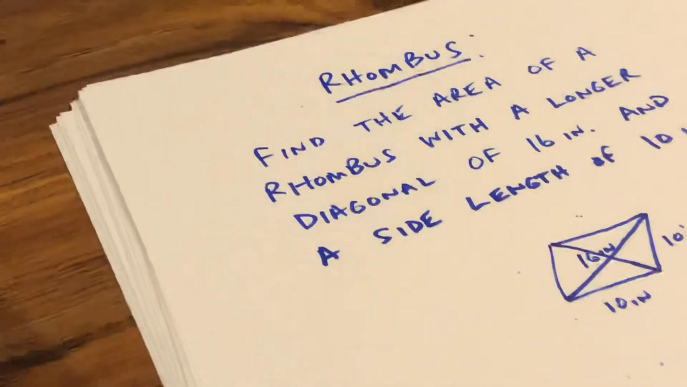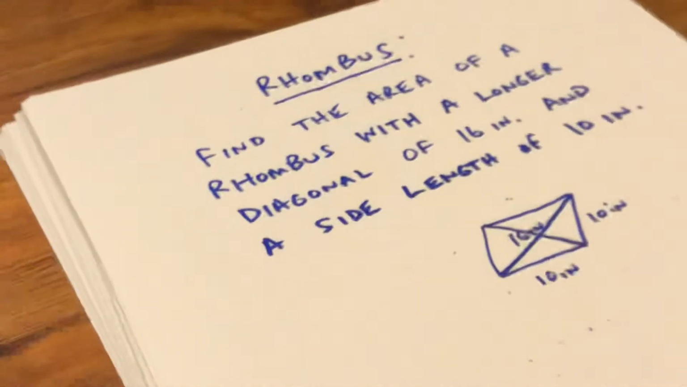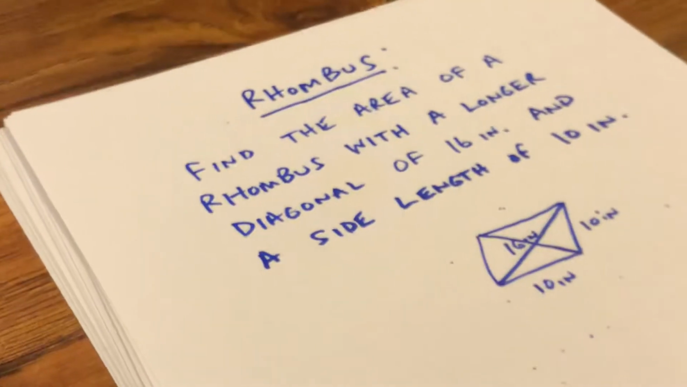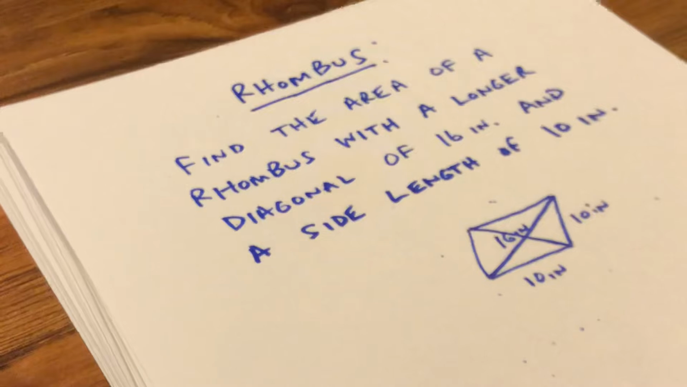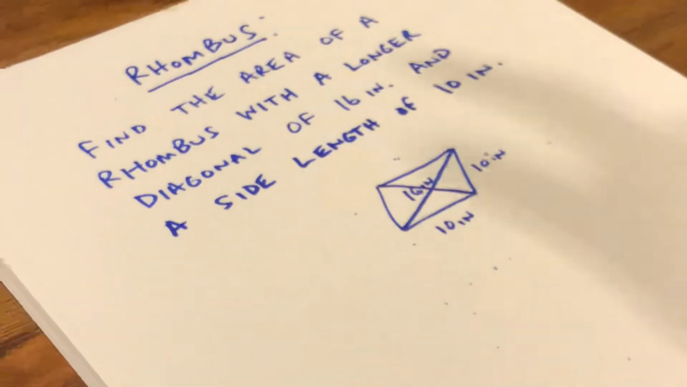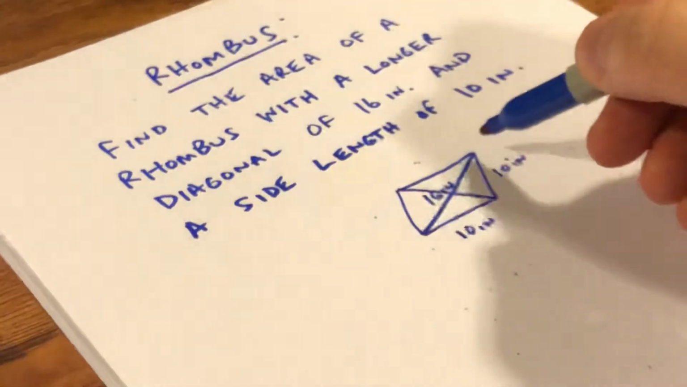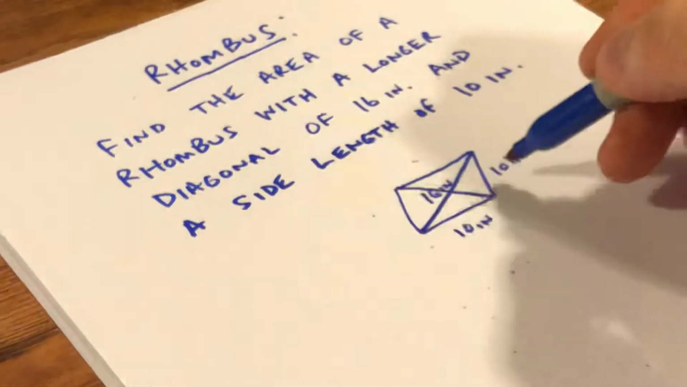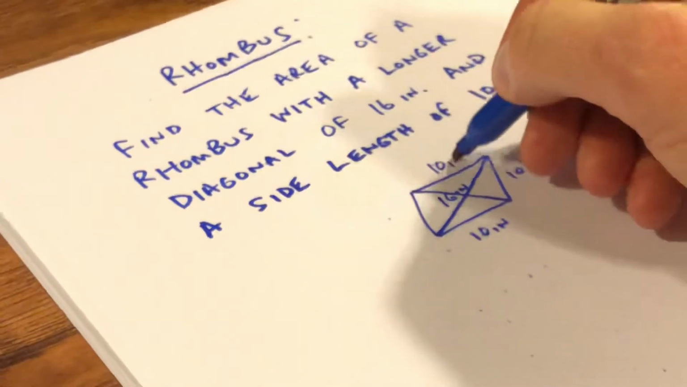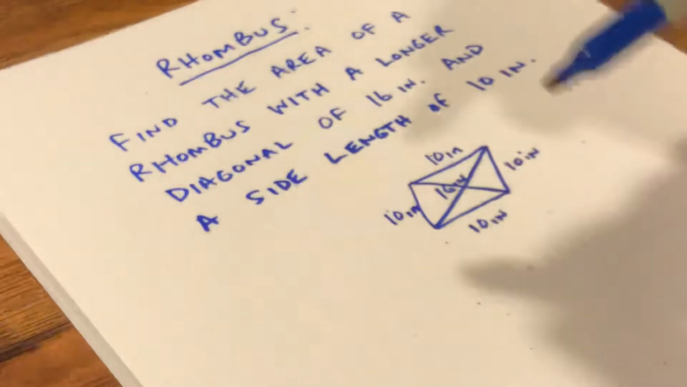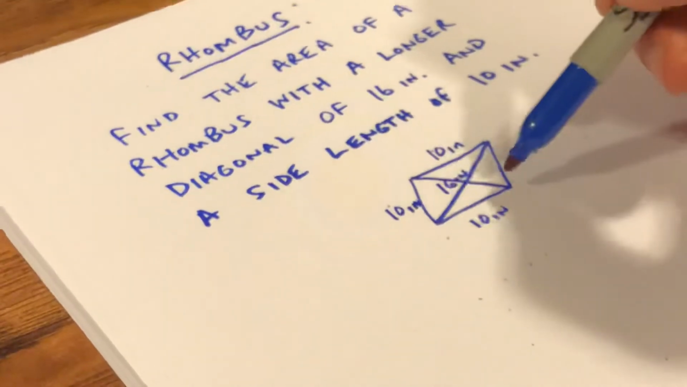In this particular problem, it says find the area of a rhombus with a longer diagonal of 16 inches and a side length of 10. Okay, so we're given the longer diagonal, that's this diagonal here. They're telling us that each side is 10. We know in a rhombus, all 4 sides are the same length. So what we really need to find here is the other diagonal.